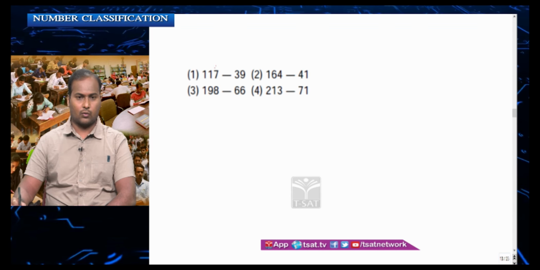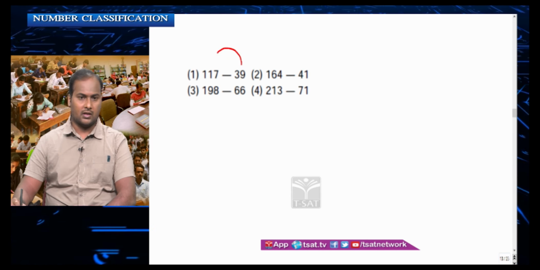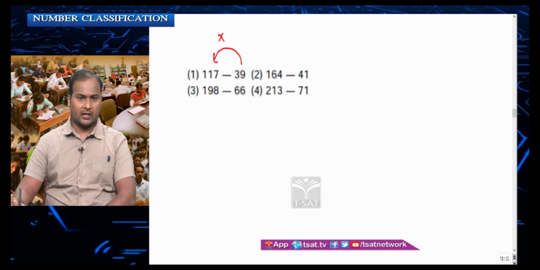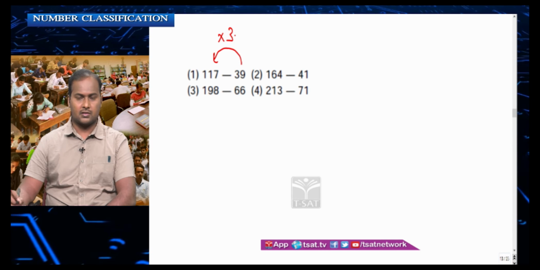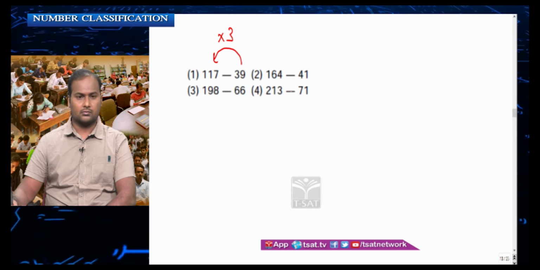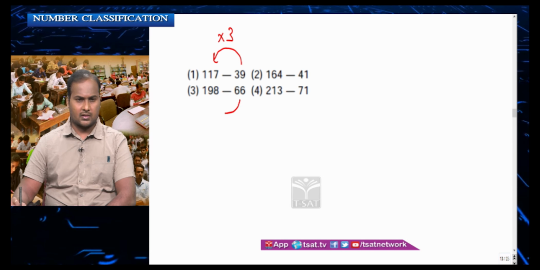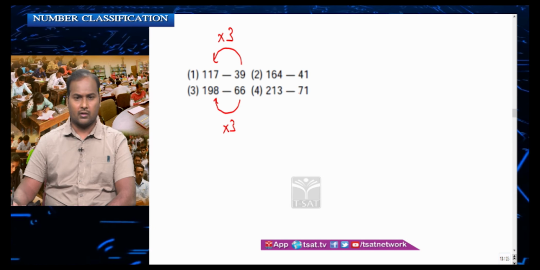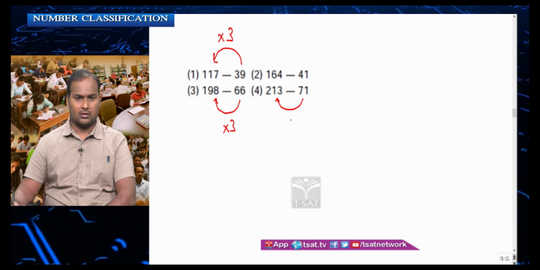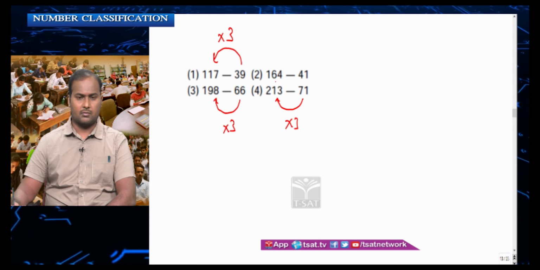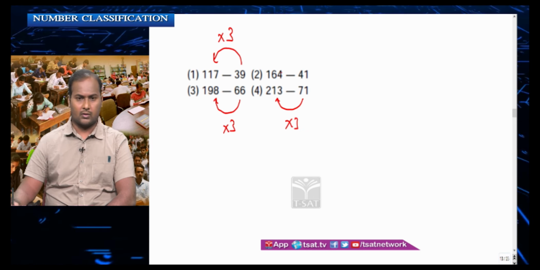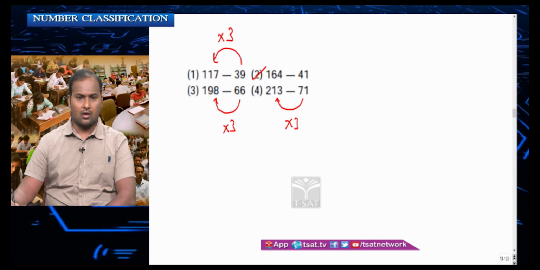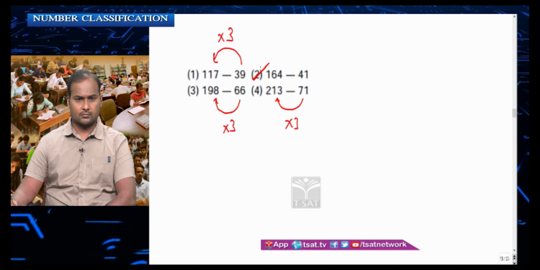For example, 39 and 117: it is multiplied by 3 times, so it is just a multiplication here. In the same way, 66 times 3 is 198. In the same way, 71 multiplied by 3 gives you 213. So 41 times 3 is 123. So your answer is option 2.